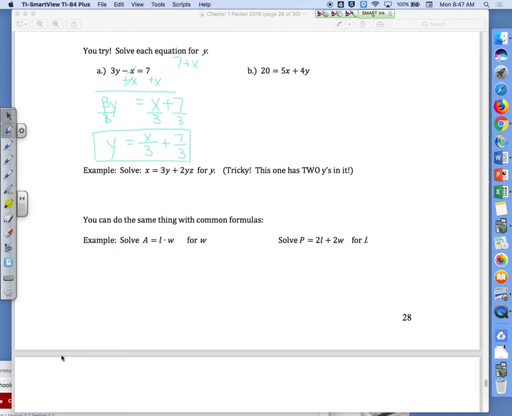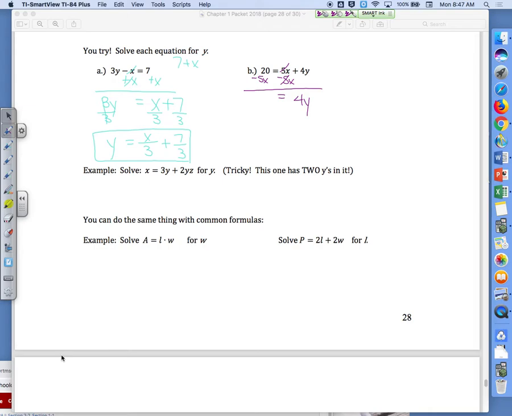Great, let's try letter B then. Letter B, you want the 4y by itself. Now it's on the right-hand side, that's fine. Get rid of the 5x by doing what? Minus 5x, because it's positive. So 5x minus 5x cancels out. You have just 4y on the right-hand side.